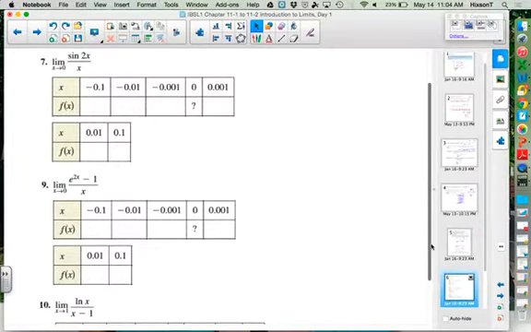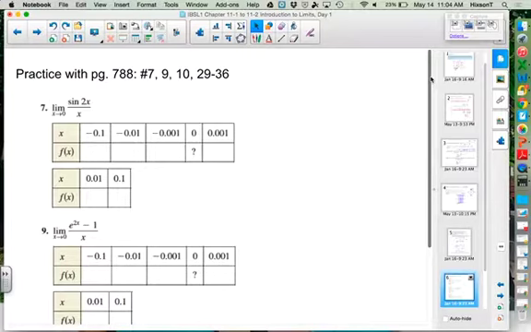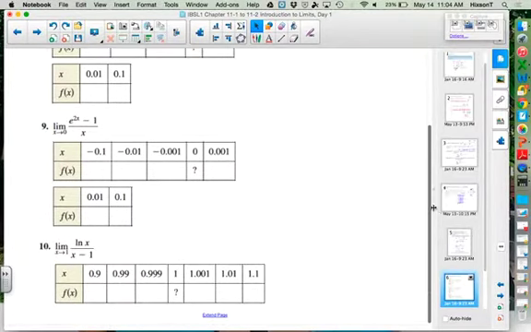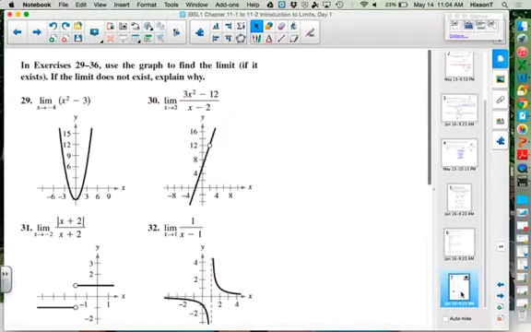I gave you some to try. I also gave you a section here where you're using the graph to establish the limit. Take a look at those and work it through.